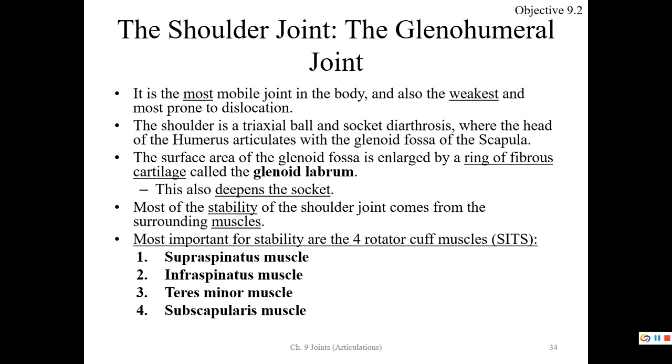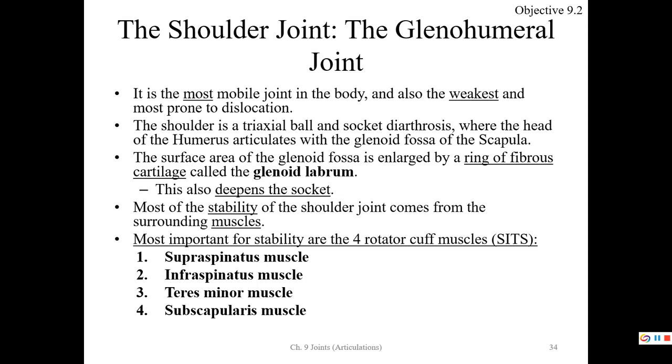Now, this is the most mobile joint in the body. Remember, it's the most mobile, so it's the weakest. It's the most prone to dislocate. It is a triaxial, all three axes of motion, X, Y, and Z, ball and socket, diarthrosis. The head of the humerus articulates with the glenoid fossa of the scapula.